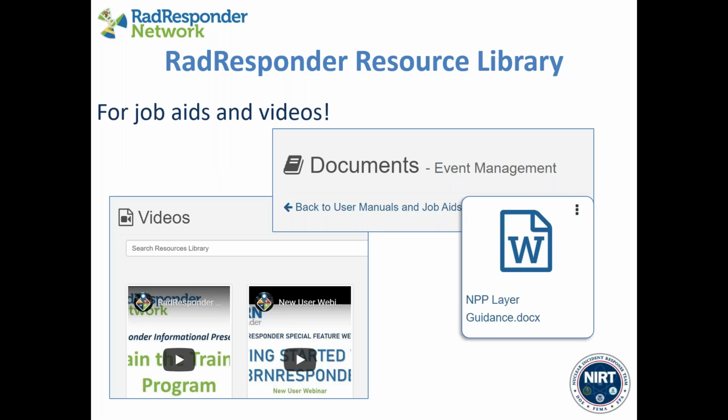That was pretty much the overview of the nuclear power plant layer and specific tools that you can unlock in RadResponder. We do have a step-by-step job aid on how to do everything I just showed you on this slide deck in the resource library. If you go to the documents, user manuals, and job aids, and then open the event management folder, you'll see that there's an NPP layer guidance document. We will also upload this video to the resource library as well and on our YouTube page.